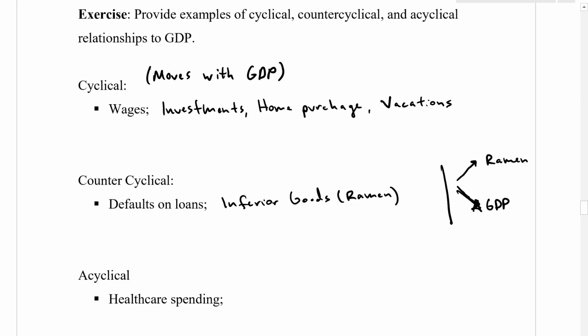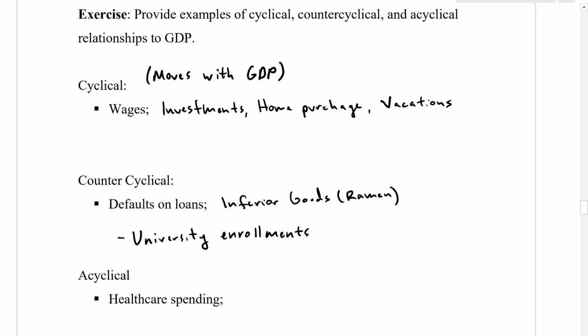That's a countercyclical relationship. Another interesting one that typically holds up in the data is university enrollments. When the economy is doing poorly and GDP is going down, there are fewer job opportunities. So what are you going to do? You're going to go to school. You go to college, or if you're graduating college, you go to grad school. So university enrollments have a countercyclical relationship to GDP. When the economy does well, fewer people go to college because they have more job opportunities, and vice versa.